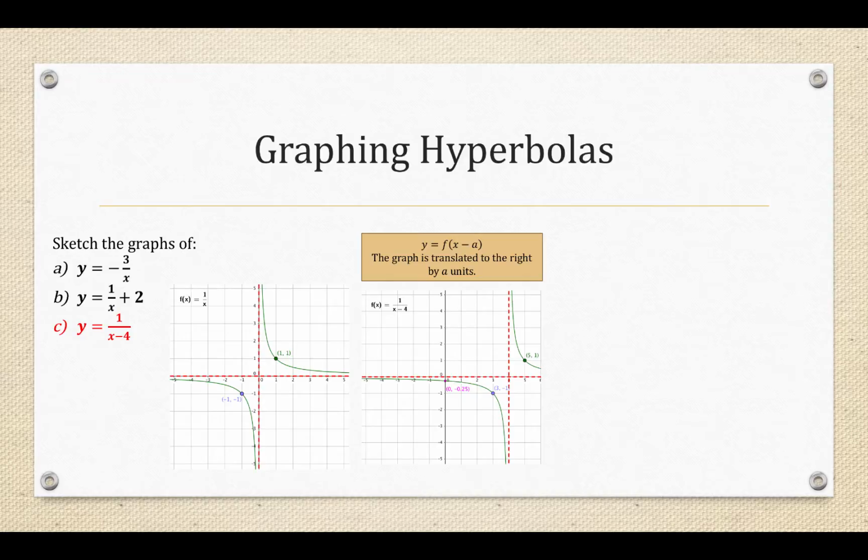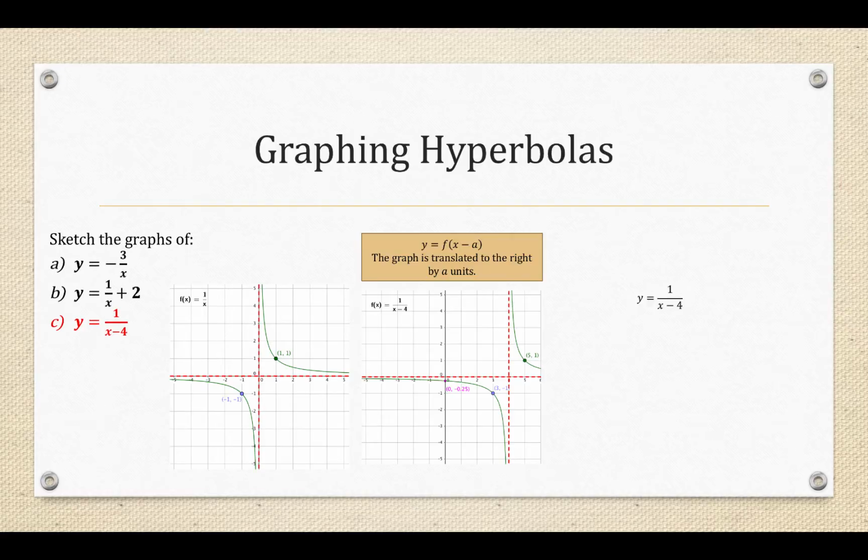This gives us a y-intercept at x equals 0. So I've already graphed the intercept there, but how do we calculate that? To find that y-intercept, we're going to let x equal 0 and solve for y. So that will give me y equals 1 over 0 minus 4, which will give me y equals 1 over negative 4, or negative a quarter. So my y-intercept is 0, negative a quarter.